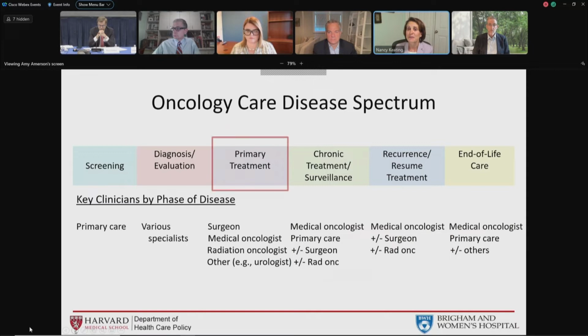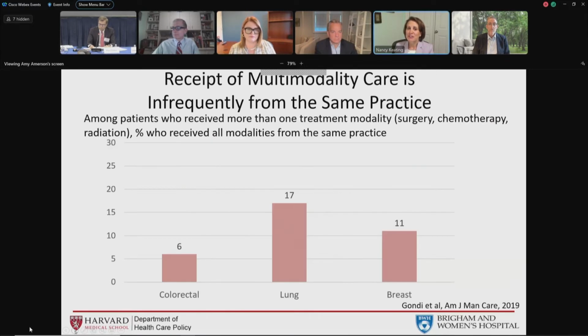And next, click. If you think about people who are diagnosed with cancer, primary treatment also involves multimodality therapy from surgeons, medical oncologists, and radiation oncologists. Next slide. Yet this receipt of multimodality care is rarely provided by doctors who are billing in the same practice or tax ID number.